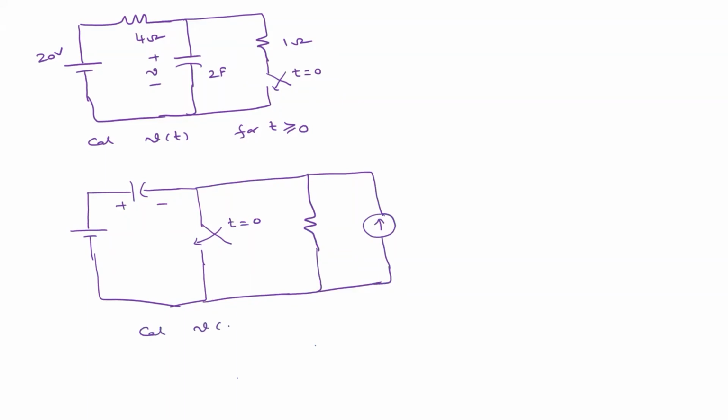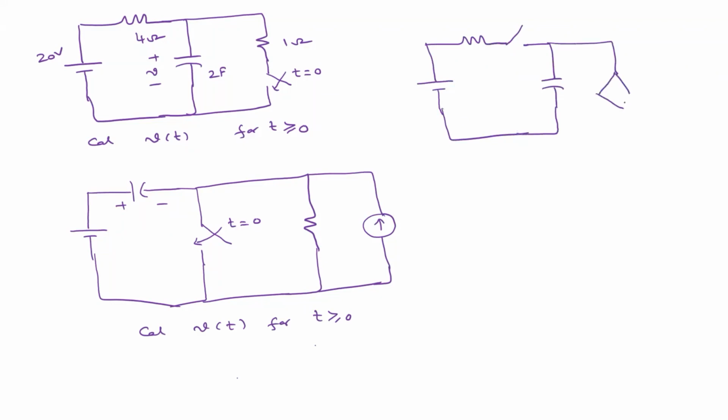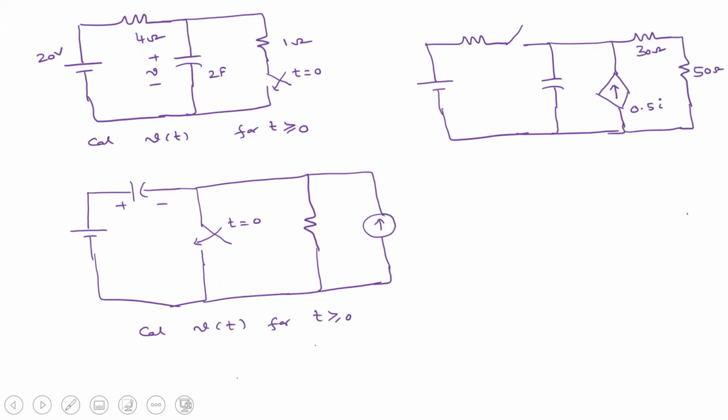Let's calculate V of t, again for t greater than or equal to 0. So there is another one. We have a dependent source here. This is 50 ohm, and this is 30 ohm, and this is 0.5 I, and this is 3 farad.